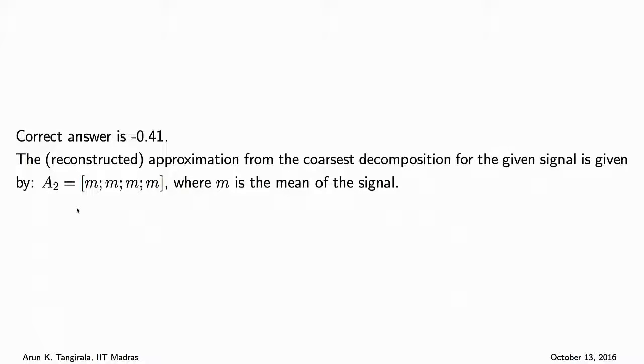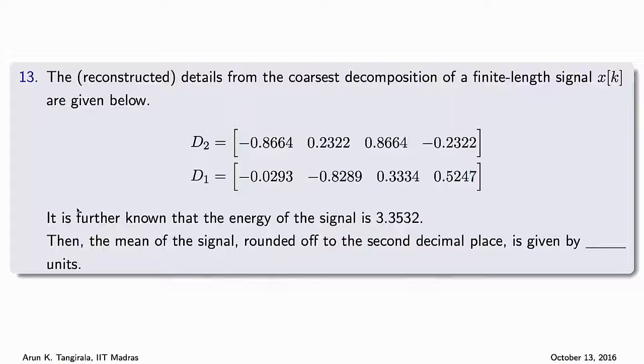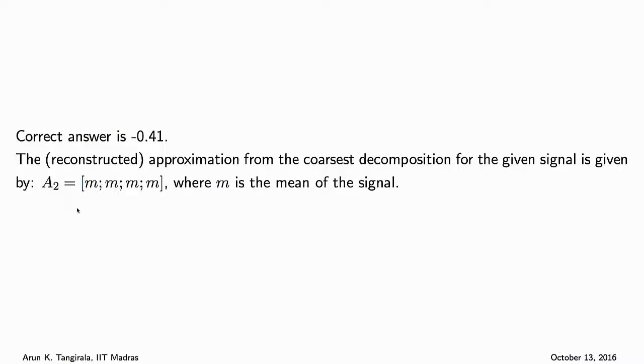So, the first step is to realize that we are talking about a coarsest approximation, and the coarsest approximation, we are not talking of the coefficients, is simply the average of the signal, right. And what we are given further is energy. We use the energy preserving property. For A2, the square 2 norm would be simply 4M square, and for D2, the square 2 norm would be the sum square of coefficients, and D1 would be another sum square of coefficients. So, 4M square plus the square 2 norm of D2 plus the square 2 norm of D1 would be 3.3532. That would get you M to be minus 0.412, it could be plus 0.412. So, there is that ambiguity, but that benefit of doubt you will always get. So, that is the idea.